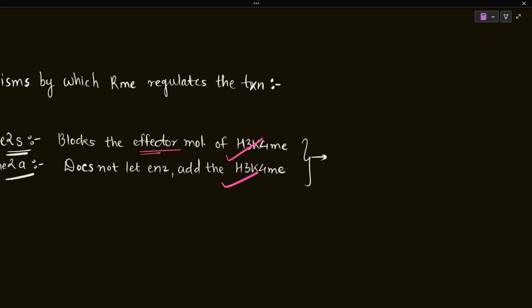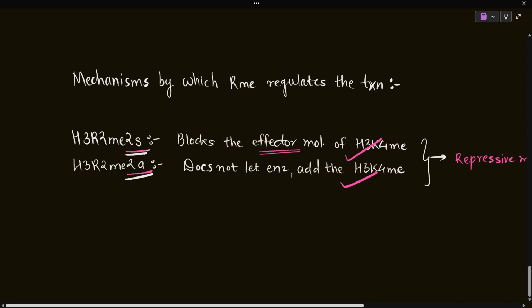Blocking the effector molecules means there will be methylation of the fourth lysine residue, but whatever it is going to recruit at that site will not settle down and will not form the scaffold over there, so it inhibits H3K4 activity. So both symmetric and asymmetric marks result in the inhibition of active marks, and that is why those are repressive marks. The dimethylation of the second arginine residue on the H3 protein, whether symmetric or asymmetric, is a repressive mark. So this was the first example.